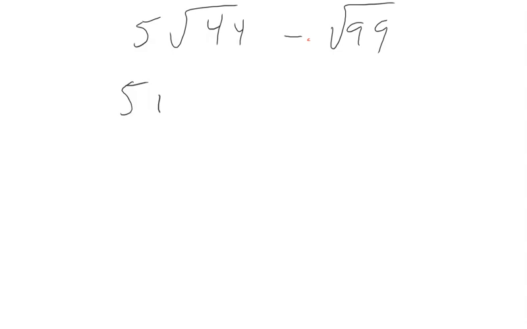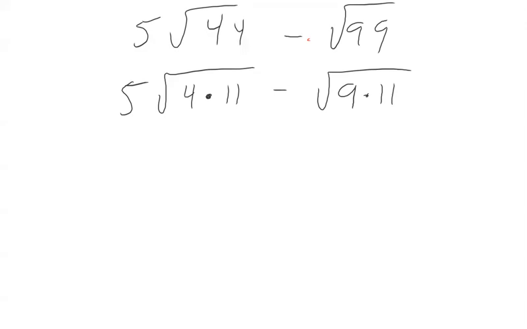So what if we have 5 radical 44 minus a radical 99? At first, these things do not look the same, right? But what if we simplify them, right? So 5 radical 44, I can rewrite that as 4 times an 11. And then my radical 99, I can rewrite that as 9 times an 11. All right, this is the rule we learned last class, that you can separate radicals.